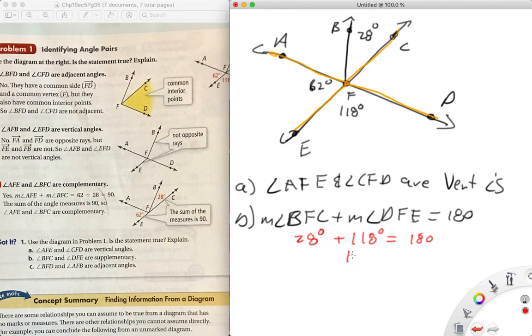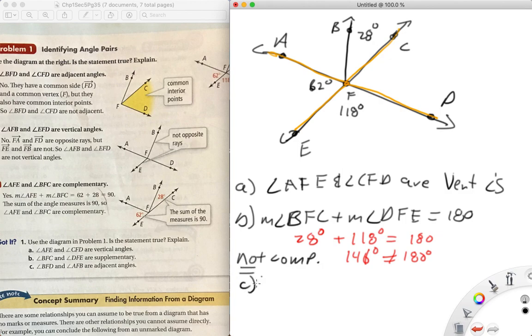146. Guess what? That doesn't equal 180. So nope. They're not complementary. Right, not complementary. Alright.